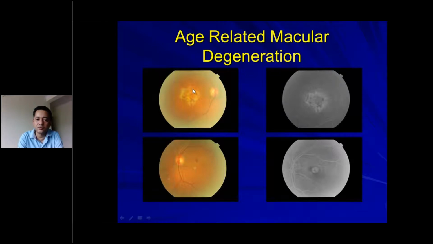Whereas this is the late stage, where the patient now has a large disciform scar, and as you can see in this patient, there is staining in the late phase. The dense tissue will actually absorb the dye in the late phase, and you will see staining at the edges of this dense scar.